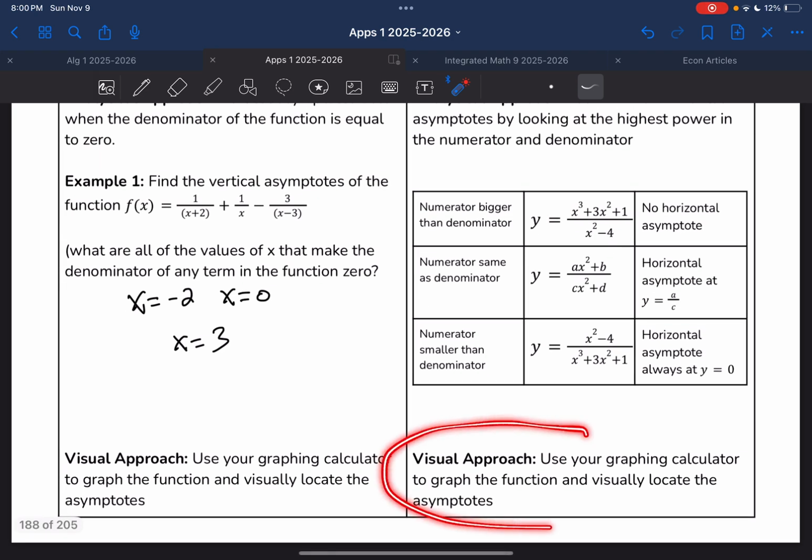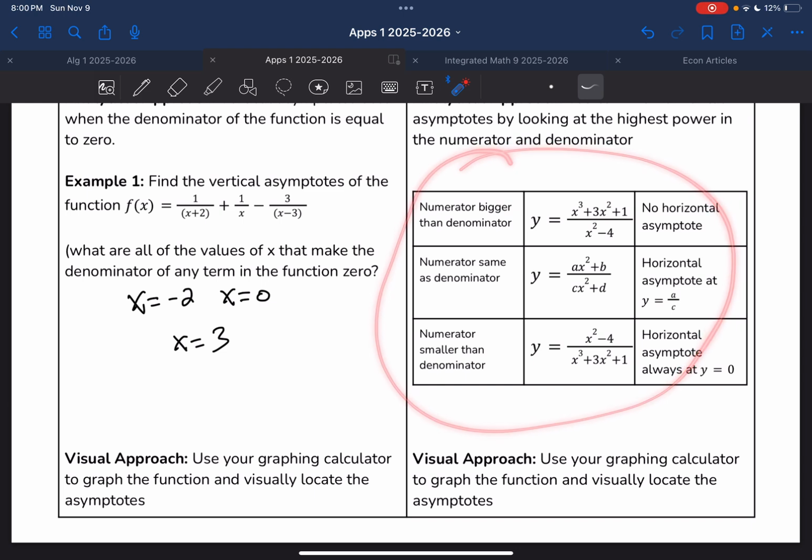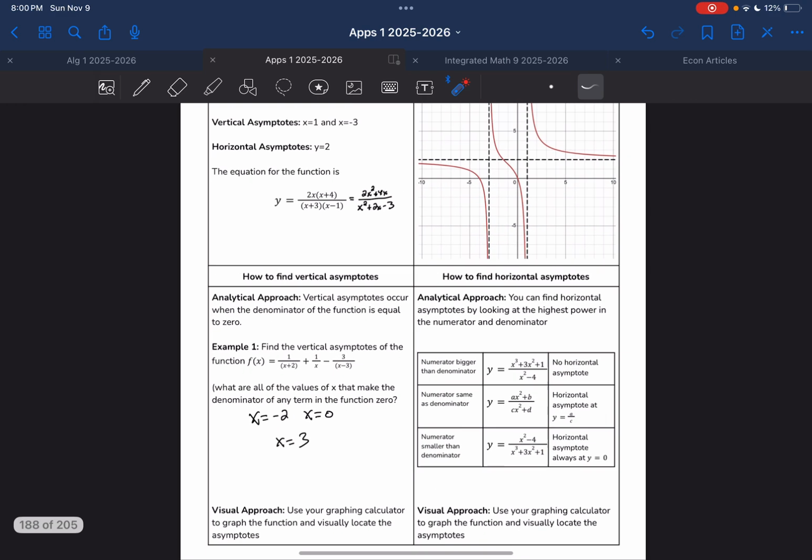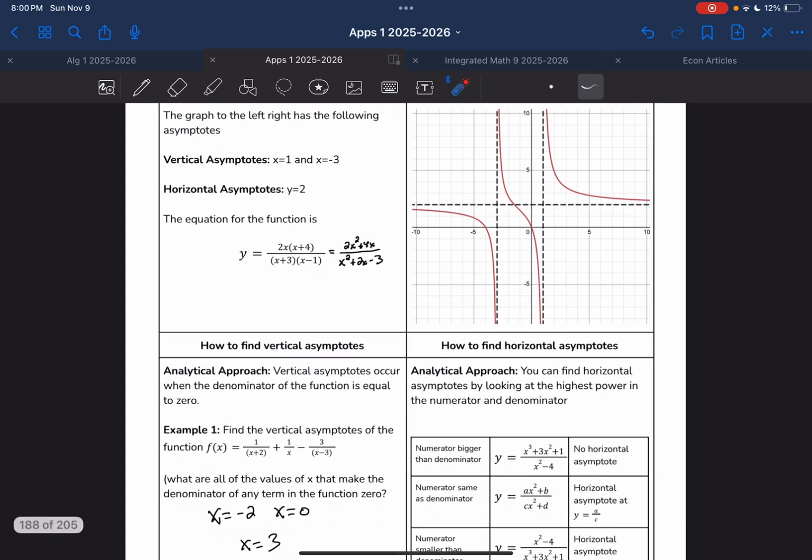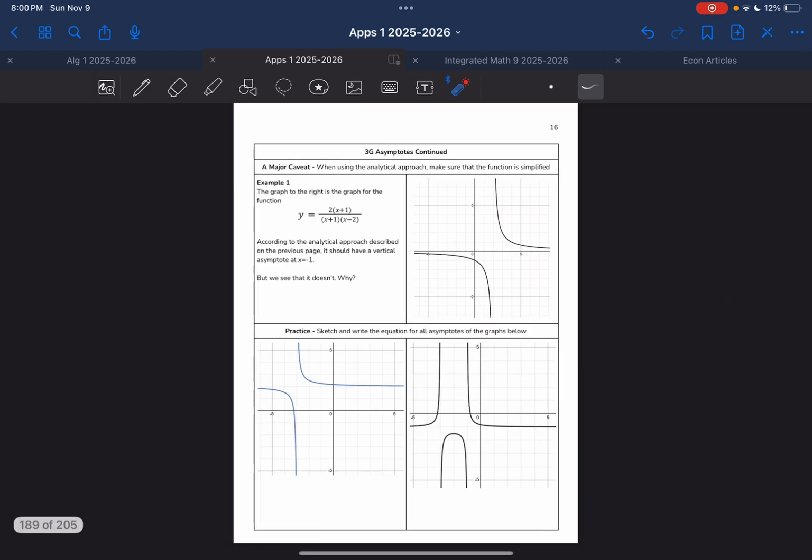That being said, with these types of questions, if you are ever stuck, you can use this analytical approach if you're able to remember it. If not, always plug into your graphing calculator and you can visually identify the asymptotes that way.